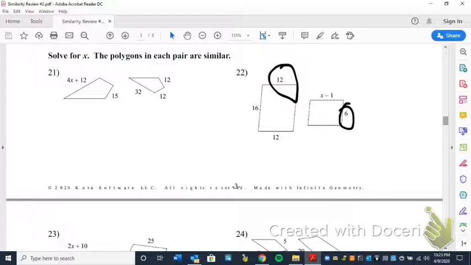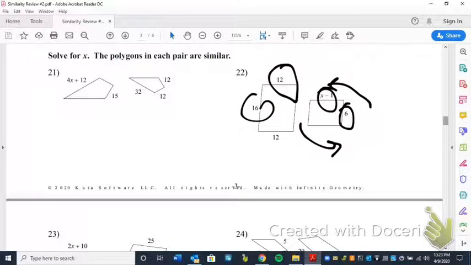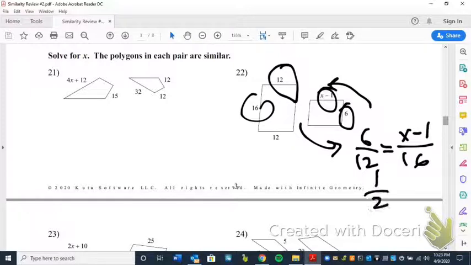Here, my 6 and my 12 match up, because what I need to do is rotate it about 90 degrees counterclockwise. And then the x and the 1 match up to the 16. So my ratio here, or my proportion rather, is the ratio of 6 to 12 has to equal the ratio of x minus 1 to 16. 6 to 12 reduces to 1/2. And I have x minus 1 equals 16.